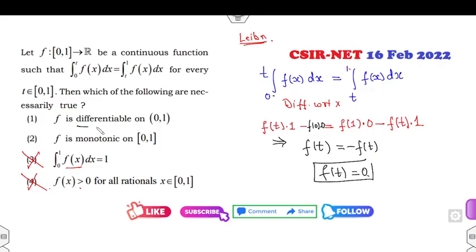So for every t, f is 0. 0 is a constant function, it is differentiable. 0 is monotonic as well. A and B are the correct answers of this problem.